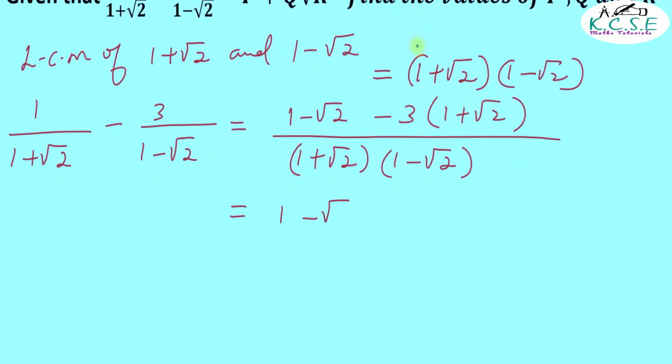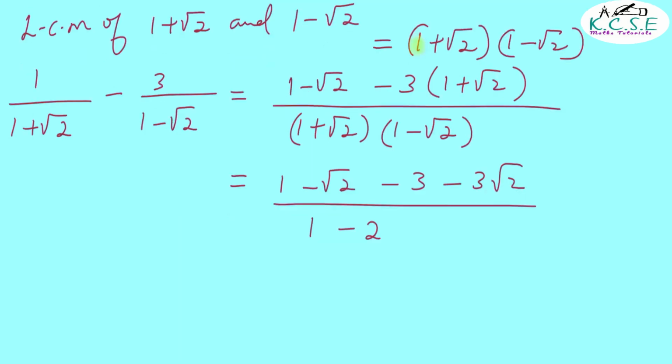So let's open these brackets: 1 minus root of 2, minus 3 times, negative 3 times root of 2, 3 root of 2, divided by the LCM, which is a difference of 2 squares. That one will give 1 minus root of 2 squared, which will give 2. That is the difference of 2 squares.